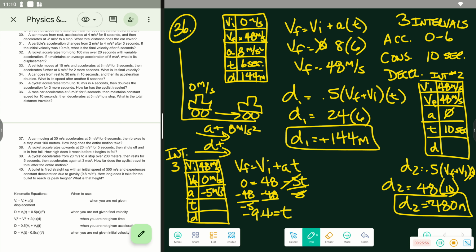What's 48 divided by 5? It's 9 something. 48 divided by 5 is 9.6, right? Okay. So it's 9.6 seconds, and it's a positive 9.6 seconds. Now you can solve for distance.